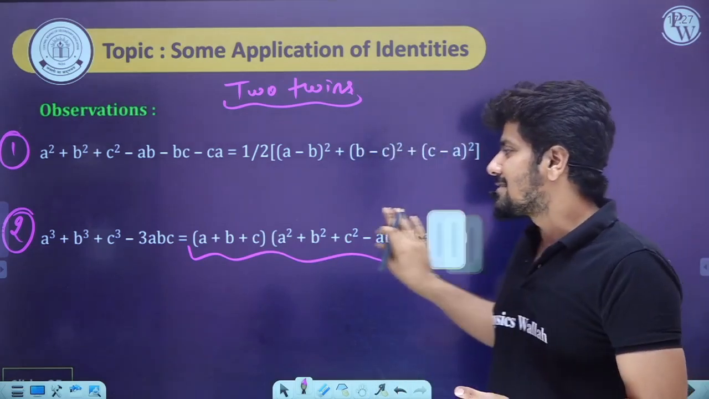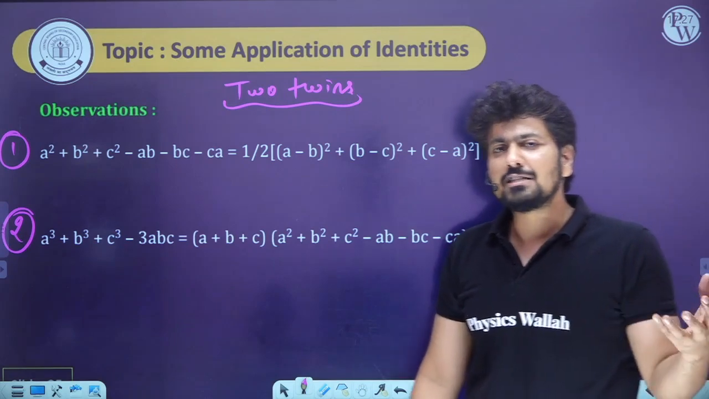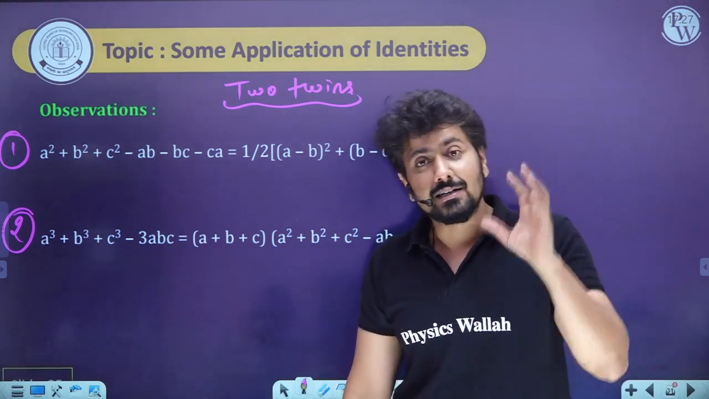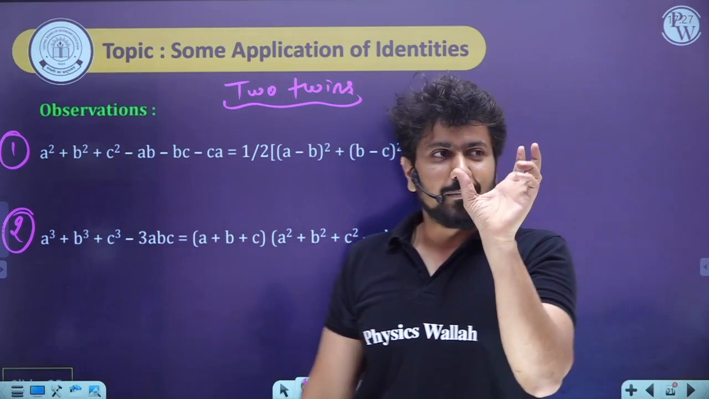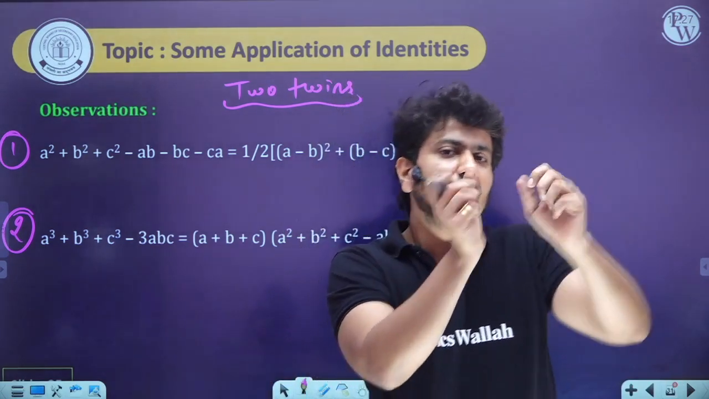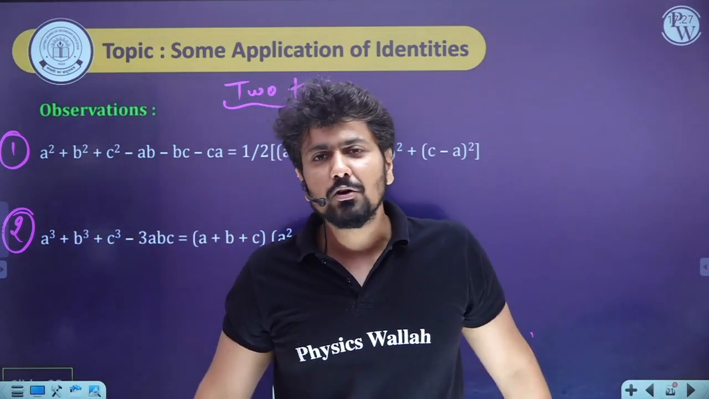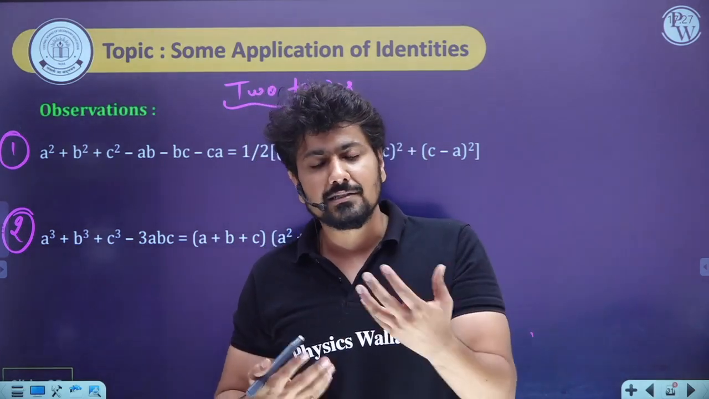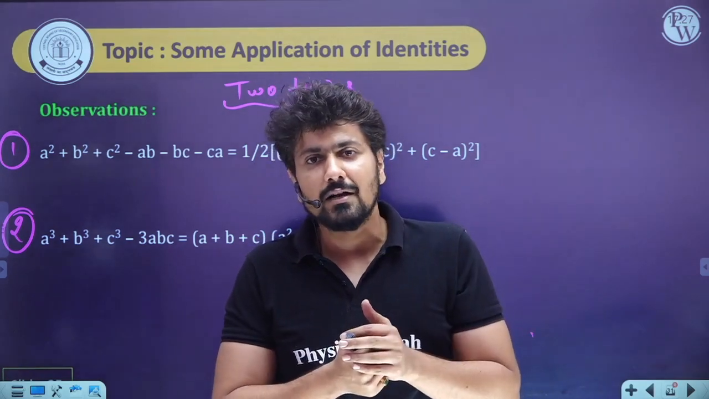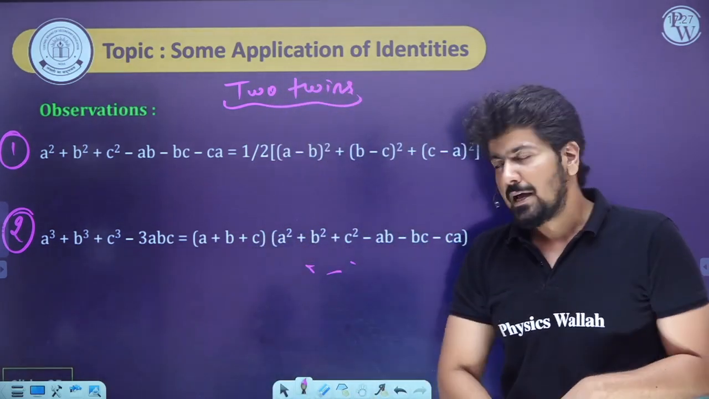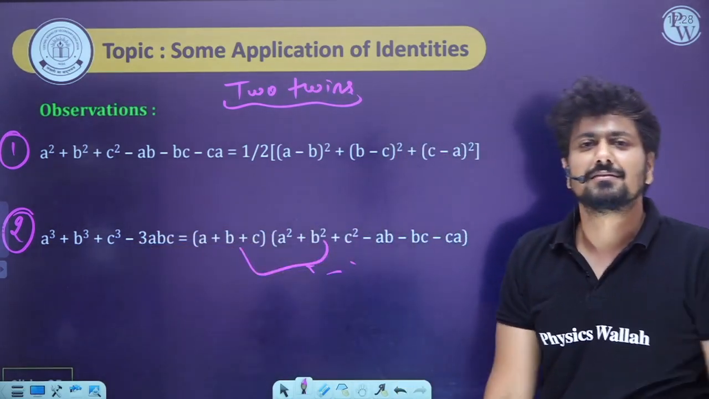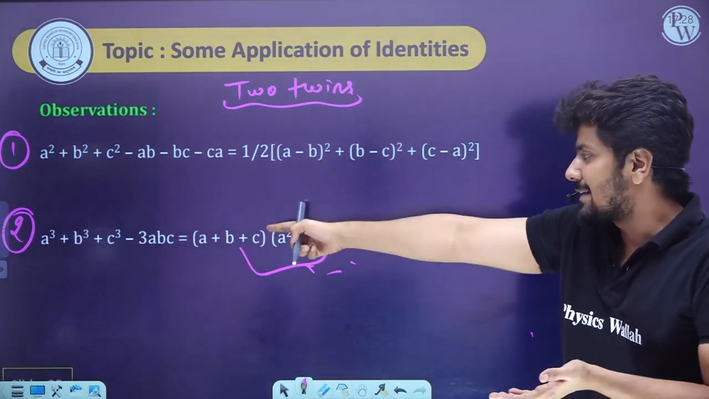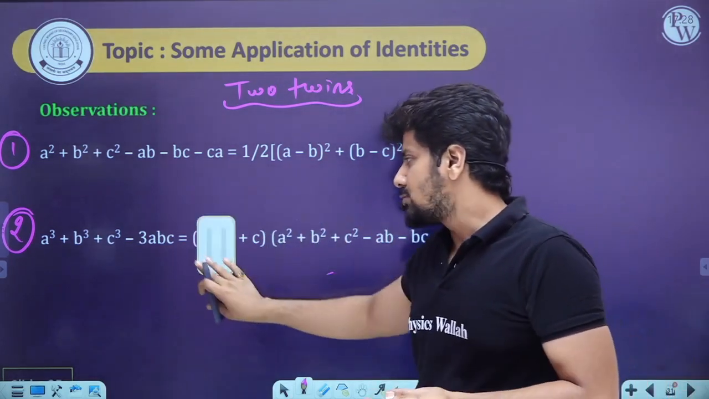Identities are something which are always true. What is an identity? Like (a plus b) whole square is equal to a square plus b square plus 2ab. We don't prove it. It is. Basically, you simply multiply a plus b into a plus b, and you get a square plus b square plus 2ab. You are not proving that; you simply remember it. It's right in front of your eyes. In a similar way, if you multiply these two factors, you are going to get this. It's also very much visible, but it is going to take some time to practice. So you just need to remember these two identities.